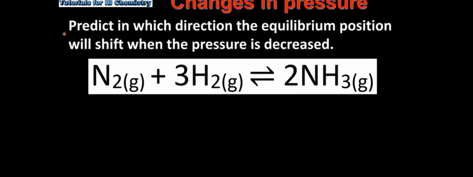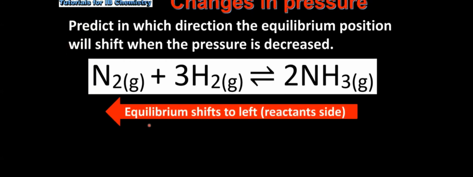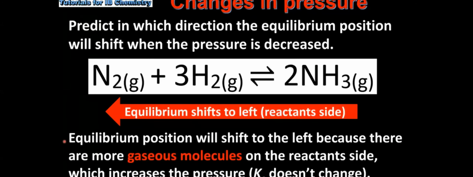In our next example, we will predict in which direction the equilibrium position will shift when the pressure is decreased. When the pressure is decreased, the equilibrium position shifts to the left, which is the reactant side. So the equilibrium position will shift to the left because there are more gaseous molecules on the reactant side, which increases the pressure. Because we have more gaseous molecules on the reactant side, a decrease in pressure will shift the equilibrium to the left. And once again, the value of the Kc does not change.